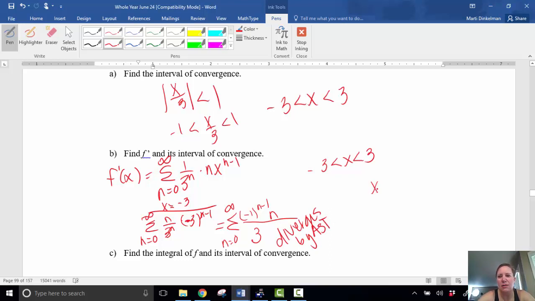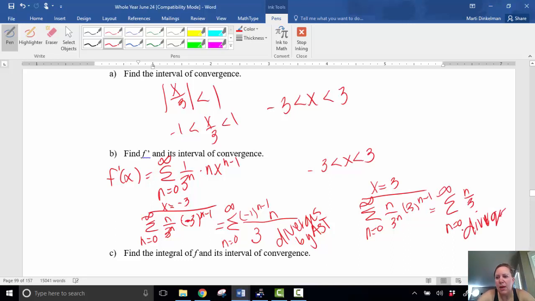So let's see what happens with x equals, sorry, that was -3, with 3. Basically, I think what we're going to get is this same thing, but we're not going to be alternating, which makes it almost even worse. So we're going to have an n over 3 to the n, and then a 3 to the n minus 1. So that simplifies down to just n over 3. And that diverges by nth term because the limit is not 0. Okay, so same as that interval.